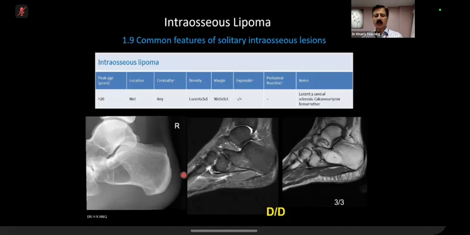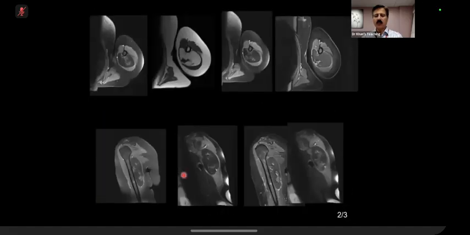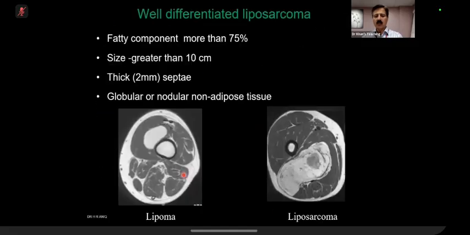Some people think a size criterion of more than 5 gives some weightage, but we can stop as far as the malignant features are concerned. On the other hand, look inside the lesion. If the lesion has septi like this, look at this. Thick septi more than 2 millimeter, you should be worried. If there is globular or nodular non-adipose tissue, like this case, you should be worried. And if the fatty component is less, you should be worried. Size greater than 10 centimeter, you should be worried. So then it is a malignant transformation.